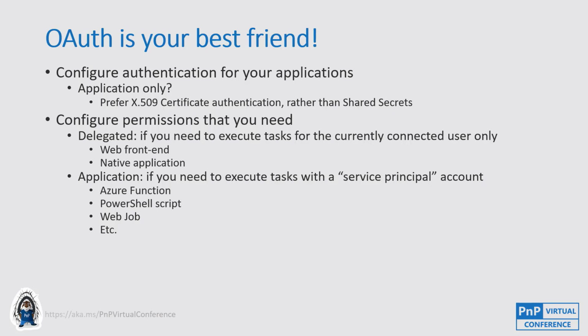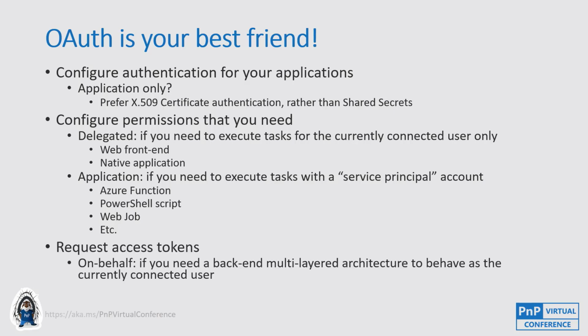Use the delegated permissions if you need to execute the tasks on behalf of the user, so from a front-end or a native application. Use the application permissions if you need to execute those tasks from a back-end system like an Azure Function, a PowerShell script, or a web job.